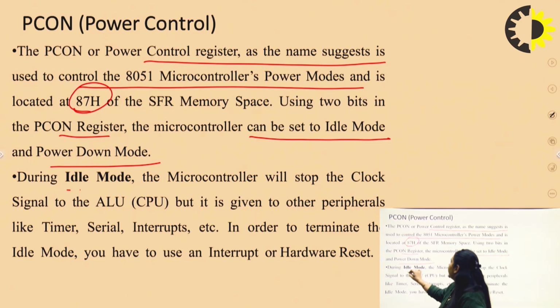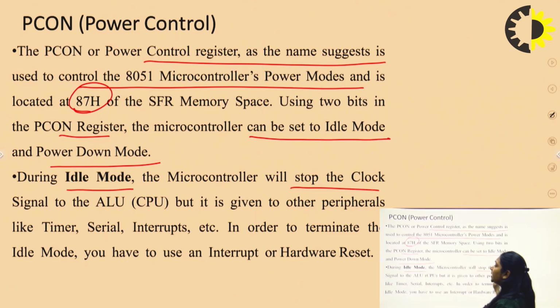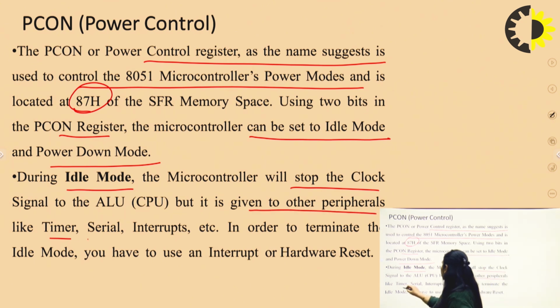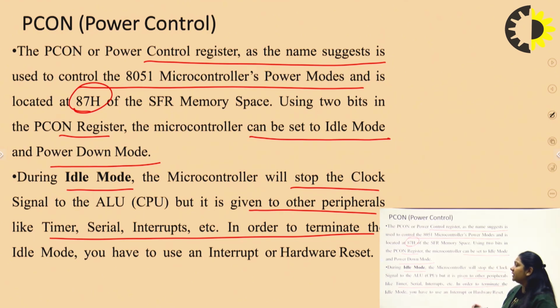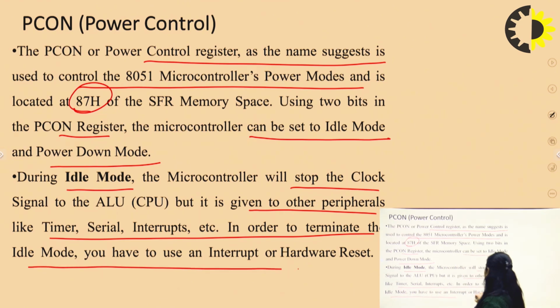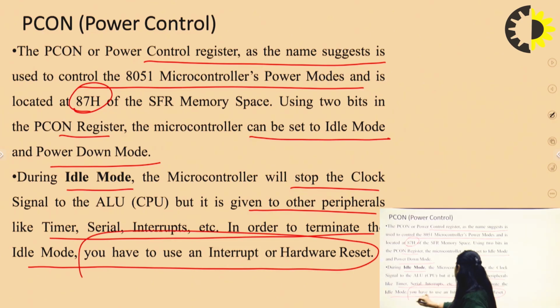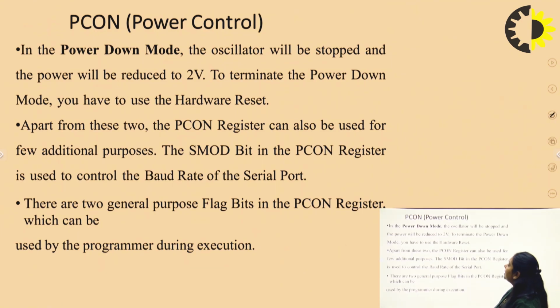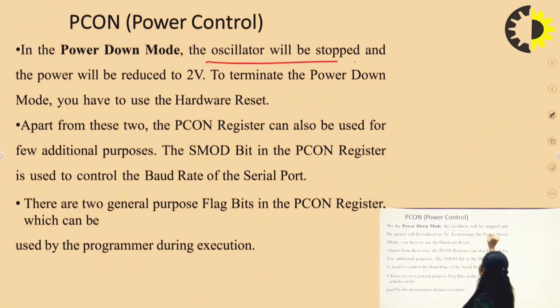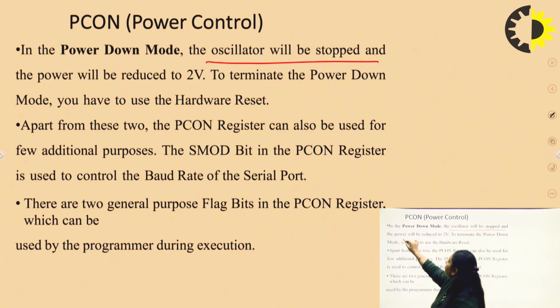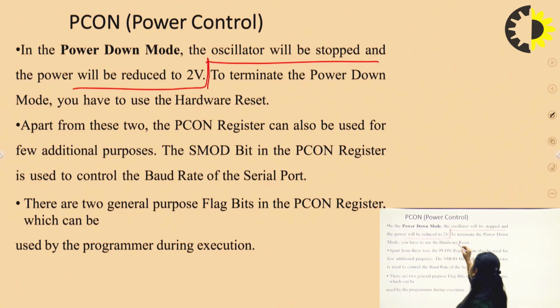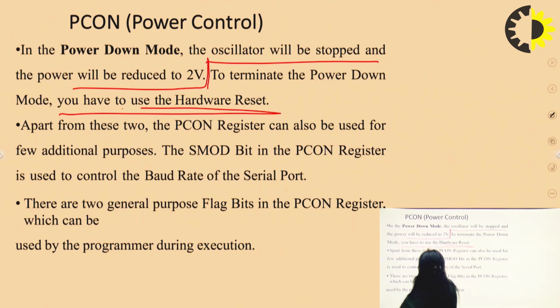During idle mode, what actually happens is the microcontroller stops the clock and just stops the work, and to terminate the idle mode, it will use an interrupt or hardware reset. Next is power down mode. In power down mode, the oscillator will stop and the power will be reduced to 2 volts. And to terminate the power down mode, we have to use the hardware reset only.